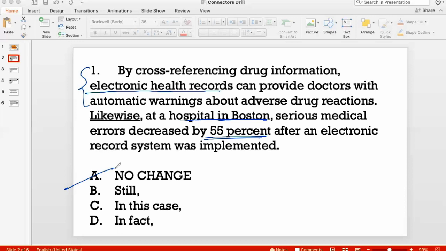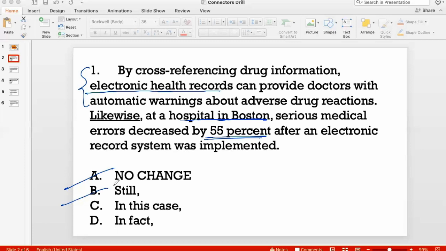Still is used to indicate that there is a pause and something else has to be spoken. For example, I was very tired, still I made it to the party. Right? So there is a contrast that I was very tired. So ideally, the expectation is that I would not go for the party. Still, yet, I made it to the party. So that doesn't fit the context here.